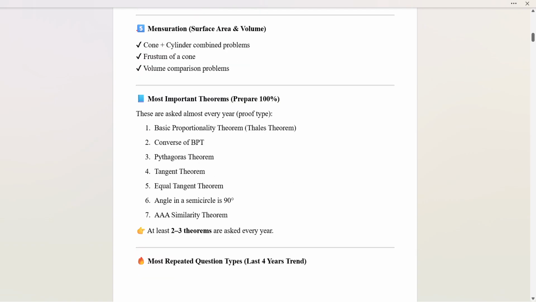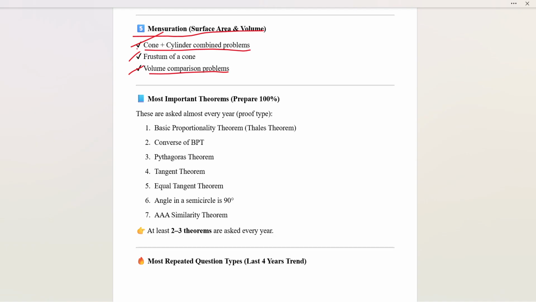Next is mensuration, surface area and volume. Cone plus cylinder combined problems come from here. It is a famous question type arising from this concept. Next is the frustum of a cone. Third is the volume comparison problem. So these 5 chapters and repeated concepts are complete. Move to the next.